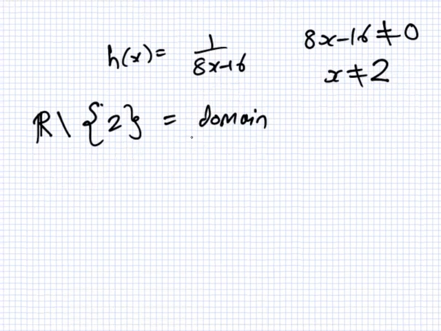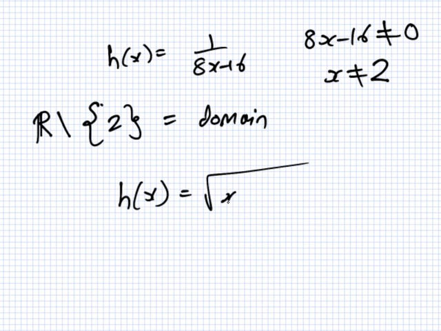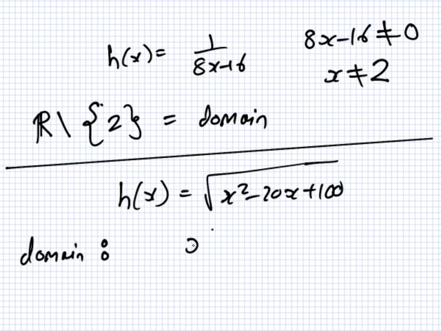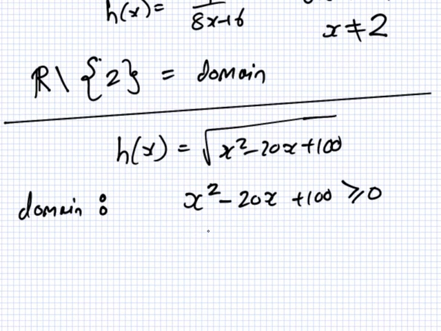Okay, and what's the next one now? h(x) equals the square root of x squared minus 20x plus 1. Here, if you want the domain, you can only use x's that make the inside of the root positive. These are the only allowed x's.